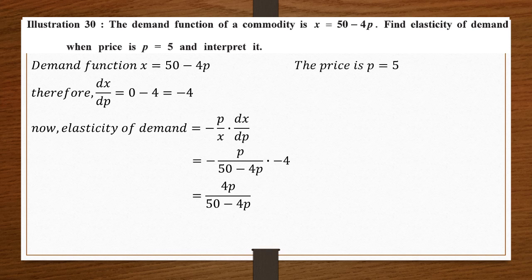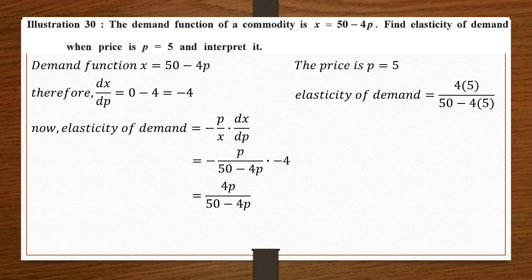Next, the price is p is equal to 5. That thing we will put into the equation here. Elasticity of demand will be 4 multiplied by 5. Wherever p is there, we will put 5. Divide by 50 minus 4 into 5. The p is price, the x is demand. Sometimes in the question units are given, so we will put those units in place of x.